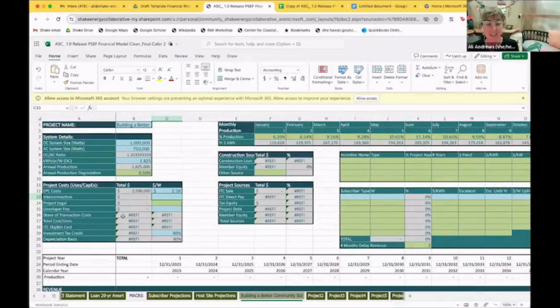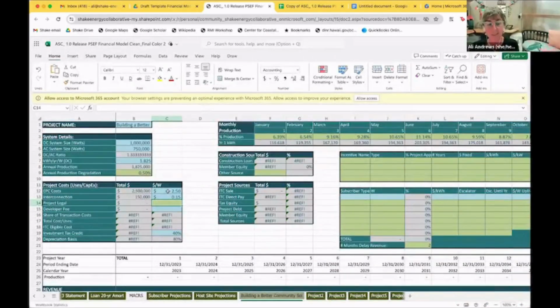Interconnection is another one that can vary really wildly. For us in Hawaii, sometimes it's $3 a watt, which is really, really expensive. Most places in the continental US, it's maybe 10 or 20 cents a watt. So we'll middle ground it and put it at 15 cents a watt.